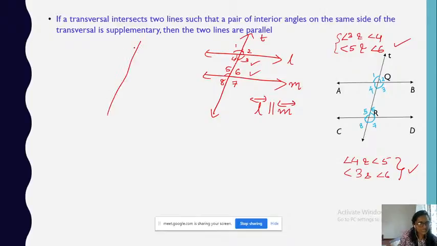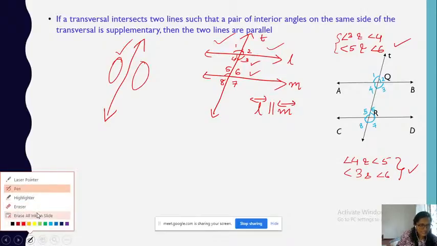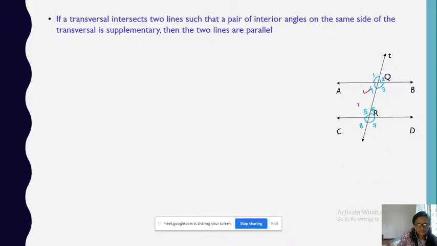Yeah, so the transversal T is dividing these two lines into two parts, and this is one side and this is the other side. So when you are talking about the interior angles on the same side of the transversal, you need to consider the transversal T, and so transversal T is dividing this whole plane into two, right? So this side and this side. So interior angles on the same side of the transversal will be angle 4 and angle 5, either this pair or this pair, angle 3 and angle 6. Okay. Now is that clear for everyone?